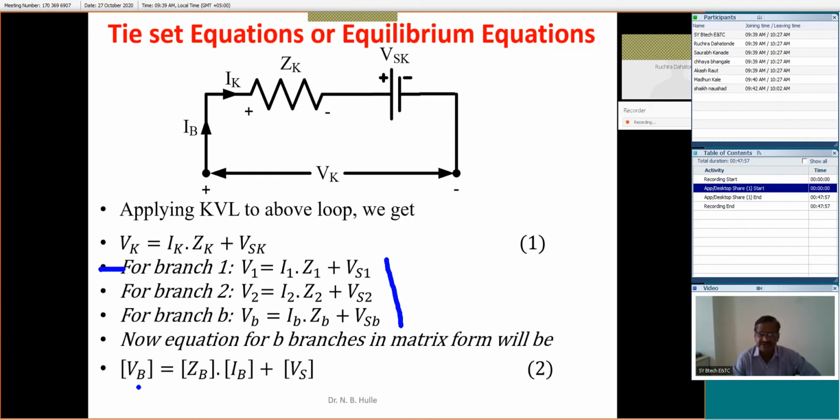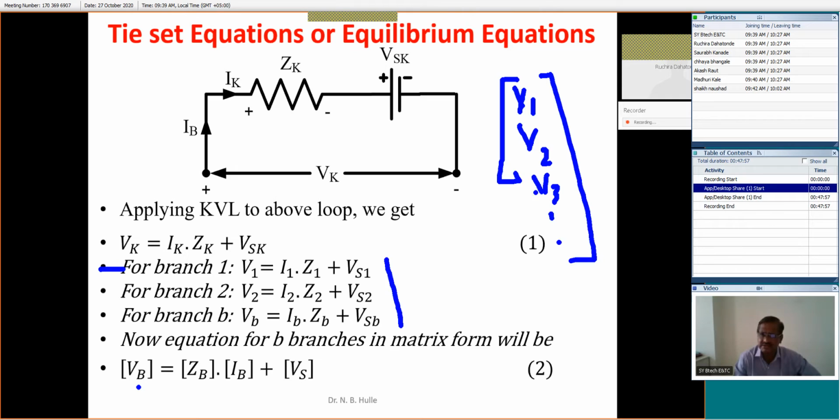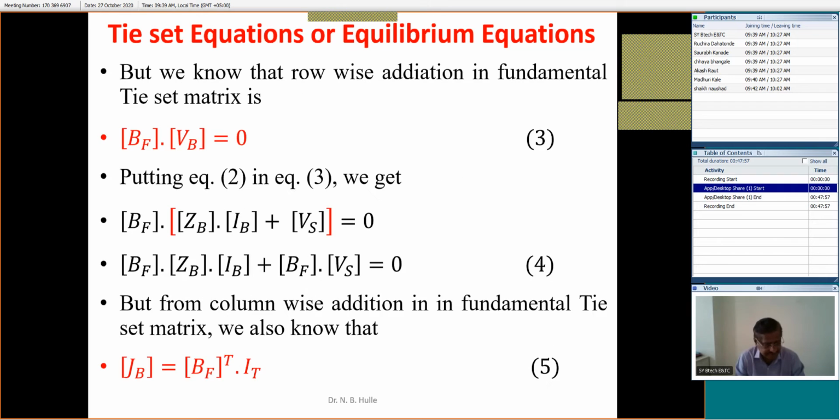This VB is nothing but branch voltages. It is a column matrix. Branch voltages means V1, V2, V3, V4, V5 and so on, equal to the number of branches. This is the branch column matrix. ZB is nothing but the impedance matrix. It is of order B into B. Just as we discussed YB in the last case, it is similar to that ZB. This IB is nothing but branch current, and VS is the branch voltage source matrix. This is equation number 2. If we generalize, we get VB is equal to ZB into IB plus VS. We will simplify this equation.